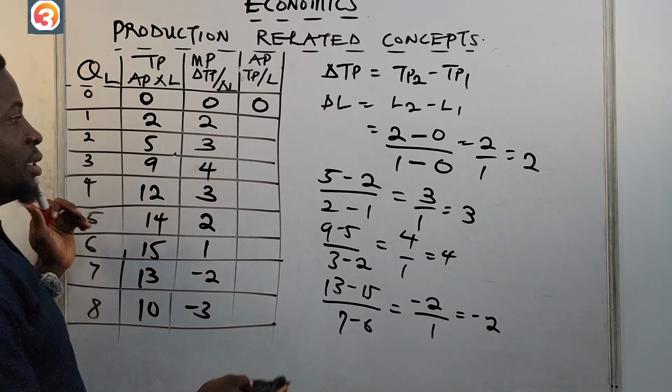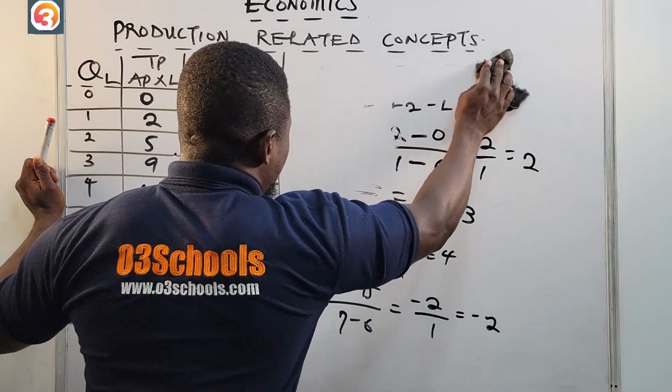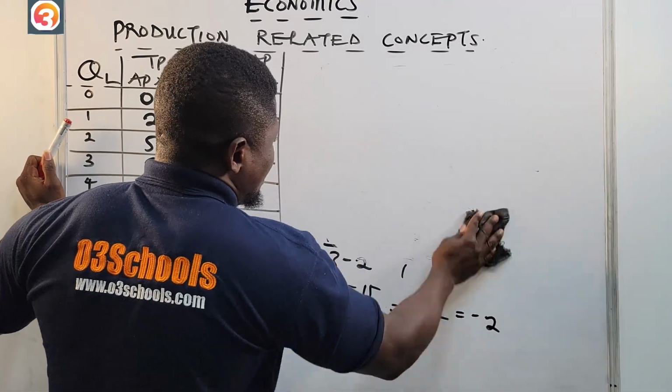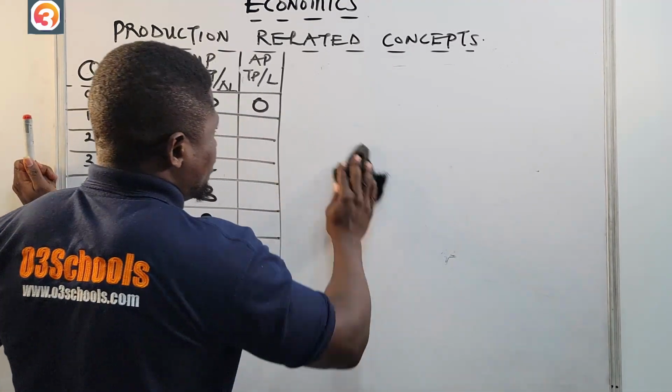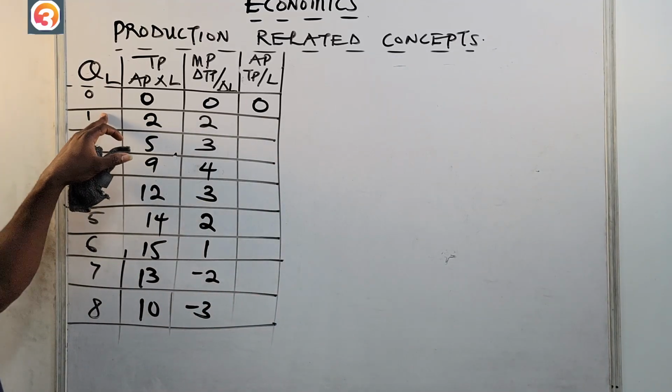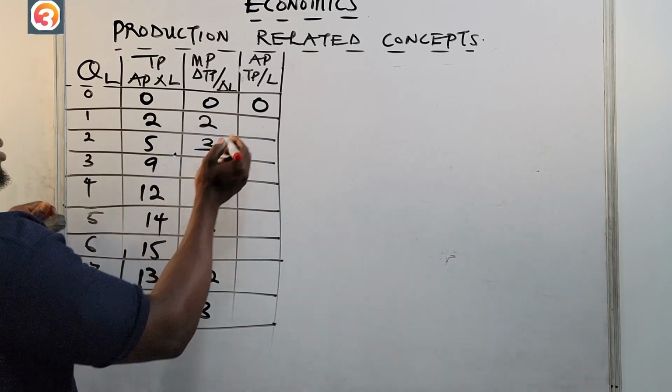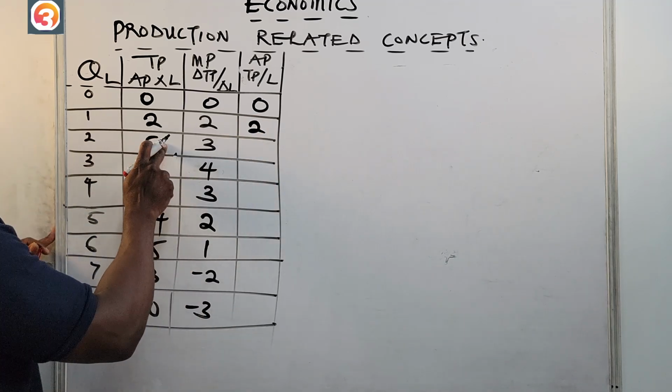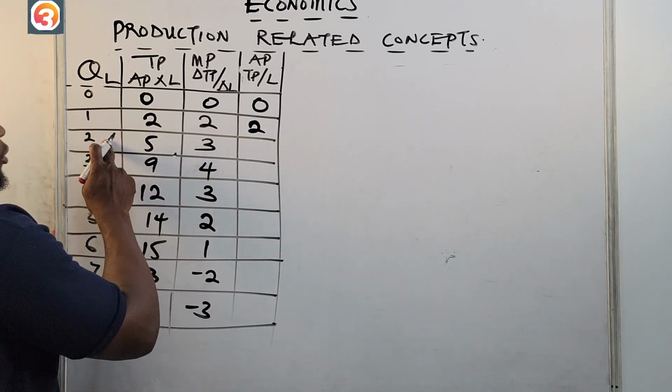Very easy. Now let us go to our AP. What's our formula for AP? AP is TP over L, total product over L. That will be very easy now. Total product is 2, L is 1. 2 over 1 is 2. Total product is 5, L is 2. 5 divided by 2 is what?